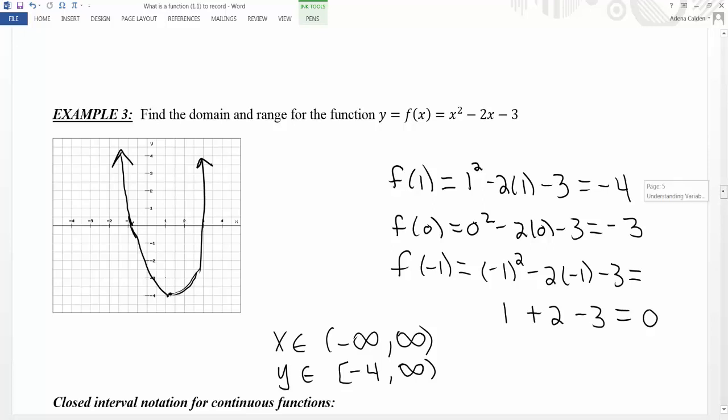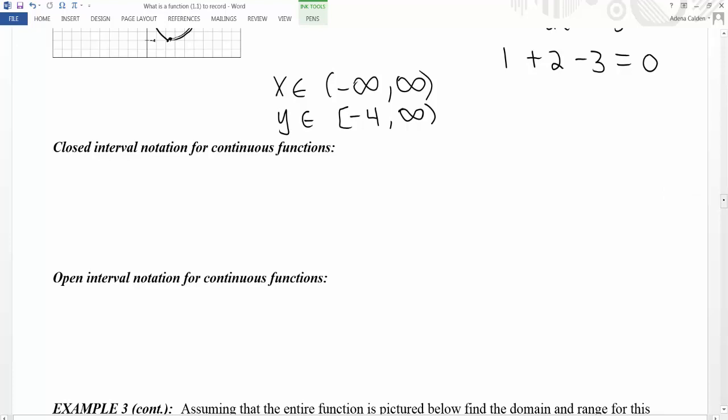So let's write this out generally. So closed interval notation for continuous functions can be written two ways. We write the independent variable, and then we write this funny looking e, which means is an element of. And then for closed interval notation, we're going to use brackets. So we're going to say [a, b]. So that means that x can take on any value between a and b, including a and b. The endpoints are included because this is a closed interval that uses these square brackets.